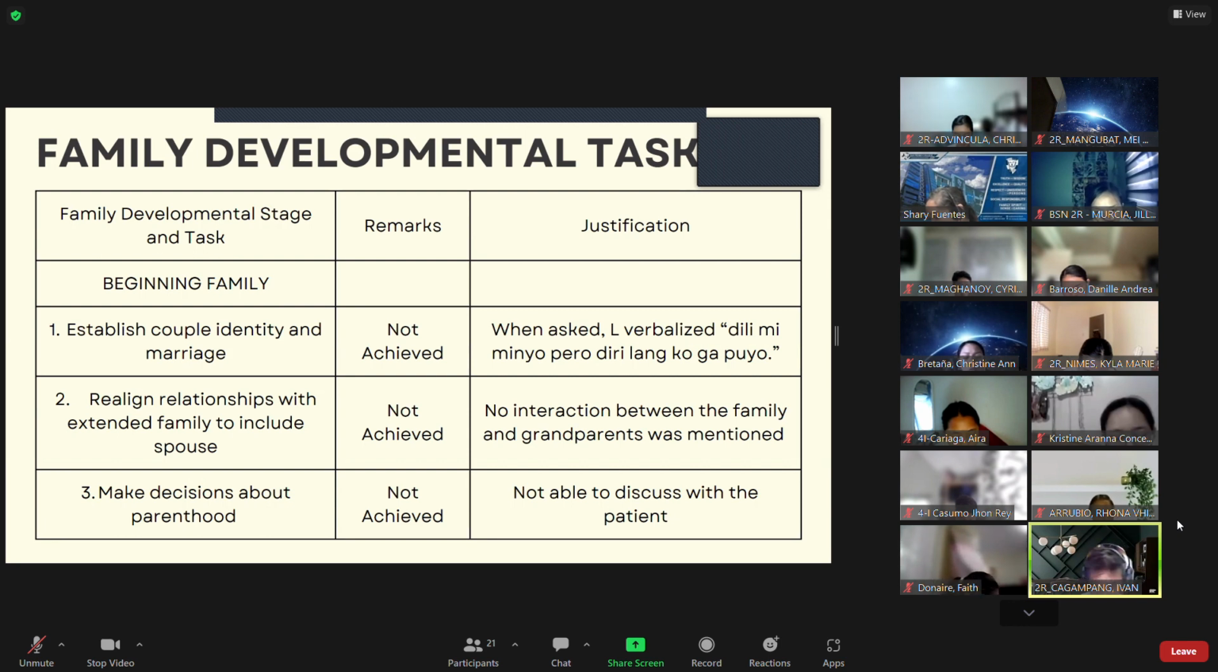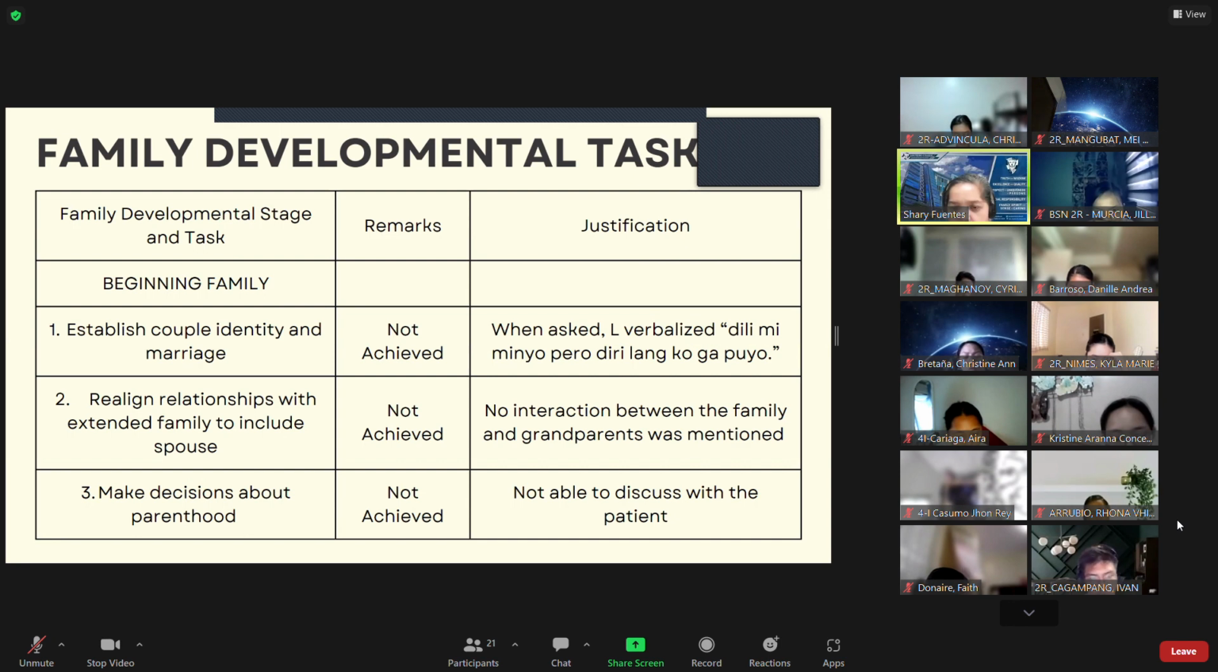Make decision about parenthood, not achieved yapon siya, ma'am, kay wala na-discuss sa patient. Ano yun? Kaning make decision about parenthood. Okay. Beginning family pa man sila sa parts ni sir ug ma'am.